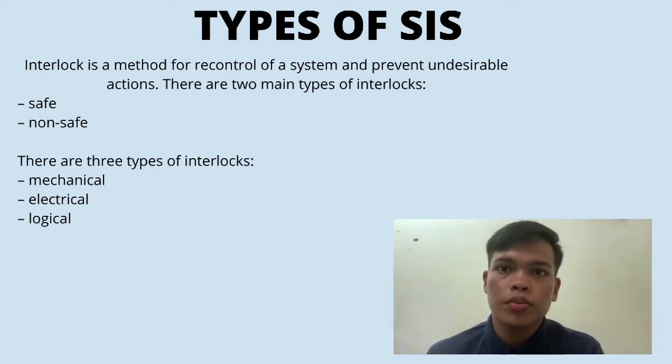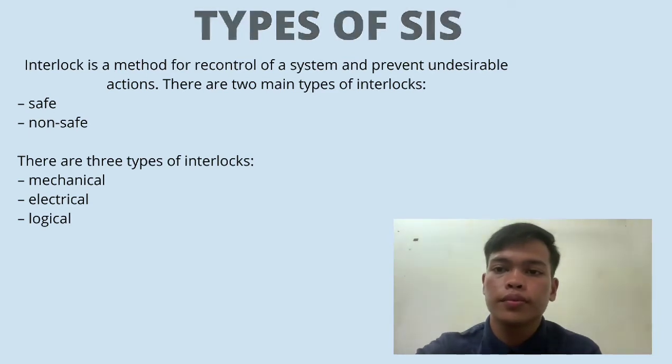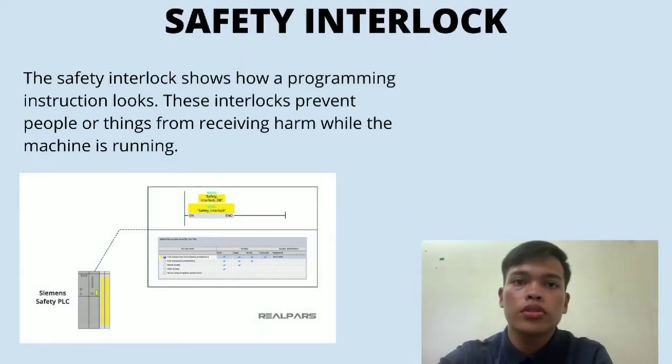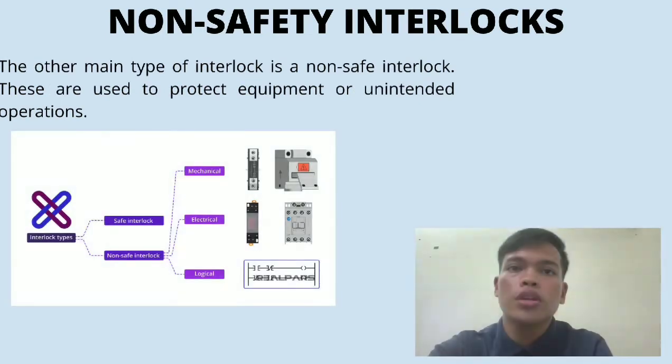There are two main types of interlock systems, which are safe and non-safe, and there are three types of interlocks, which are mechanical, electrical, and logical. For the safety interlock system, the safety interlock shows how a programming instruction looks. These interlocks prevent people or things from receiving harm while the machine is running. As for the non-safe interlock, the other main type, these are used to protect equipment or prevent unintended operations.